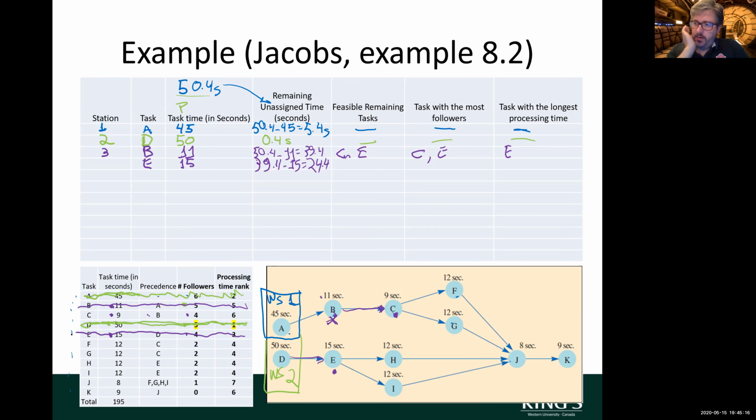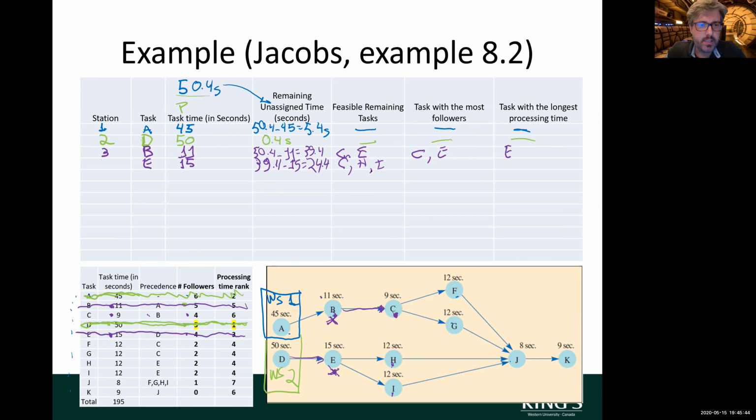All right. So let's look into the feasible remaining tasks. So we know C is good to go. A is already selected, right? So C is okay, H is okay, and I is also okay. So I'm going to put over here feasible remaining tasks: C, H, and I.